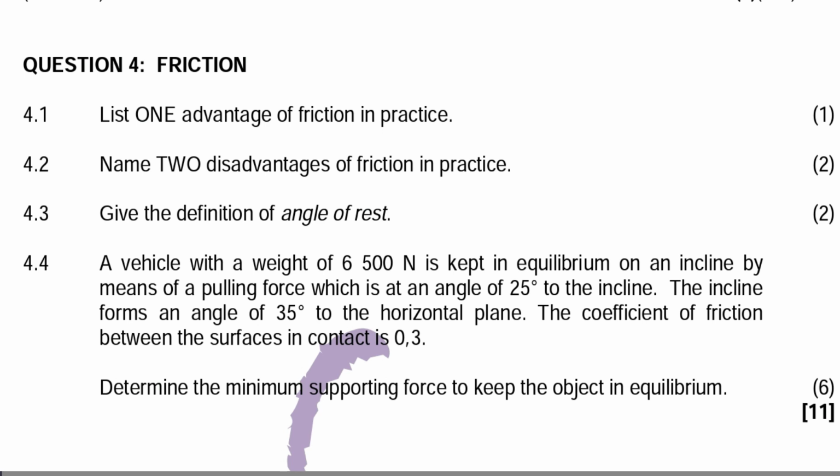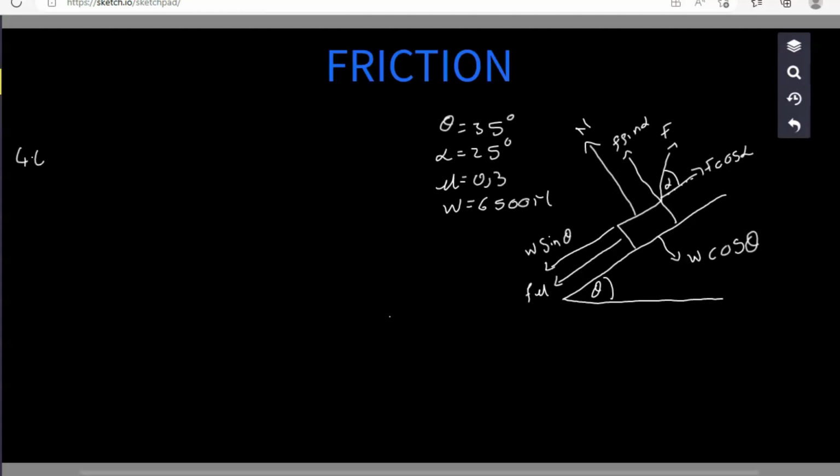So this is the diagram that they are giving to us for 4.4. They gave us theta, they gave us alpha. I always use theta for the incline and alpha for the angle formed by the force, so that I don't get confused. It's not a requirement, it's just what I do. And then they gave us the coefficient of friction, 0.3.